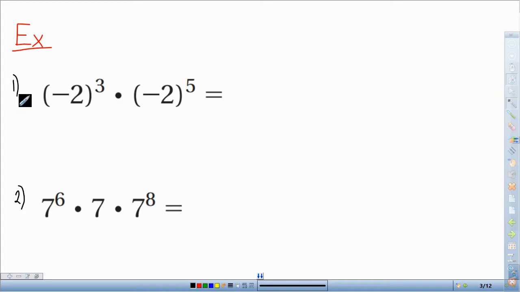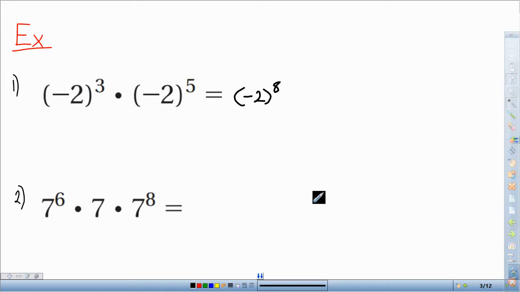All right, so on number one, I have negative 2 to the power of 3 times negative 2 to the power of 5. First things first, because this is the same base number, negative 2, I can use my rule to just add my exponents. So negative 2 cubed times negative 2 to the power of 5 is going to give me negative 2 to the power of 3 plus 5, 8.